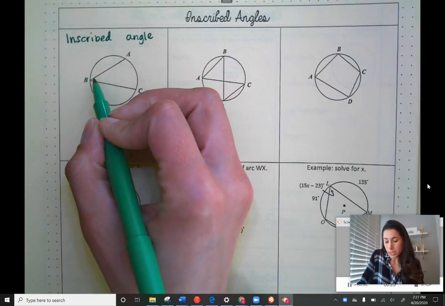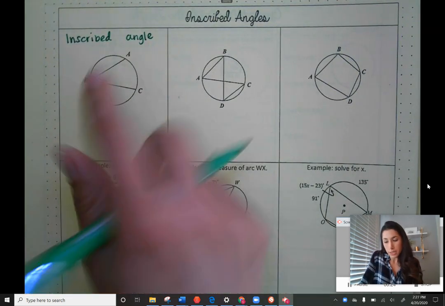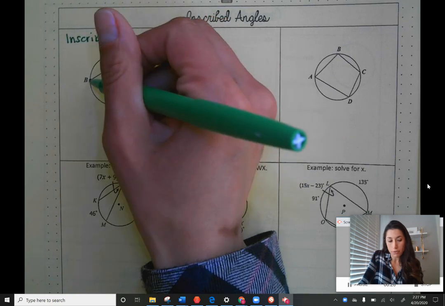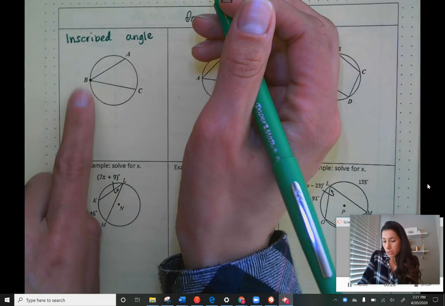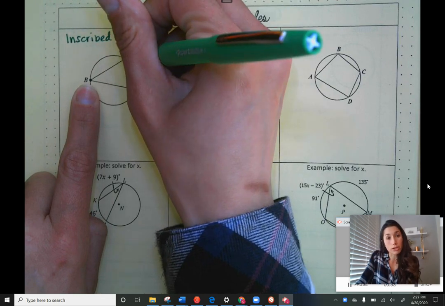This angle right here is inscribed because the angle is on the actual circle. So it's not a central angle, it doesn't come from the center, it's actually on the circle. So this angle here is inscribed, so therefore it is half of whatever our central angle measure would be.